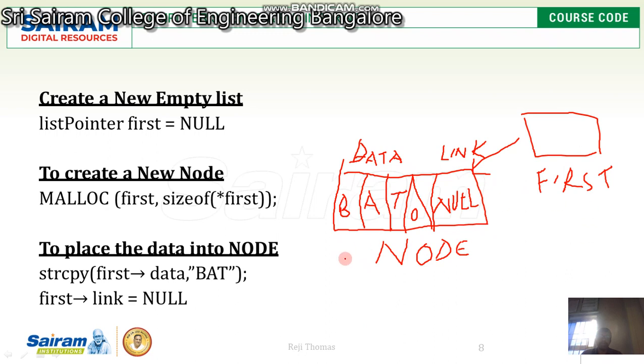So think that this is having an address, so we'll take it as 100. So first will take value 100. Now what it says, first, so this is first data. This data part we stored bat. You can see bat here. Same way, first link is going to be null. This is first. First is a pointer which is having an address 100. In this address 100, what is the link part which is going to be, right?